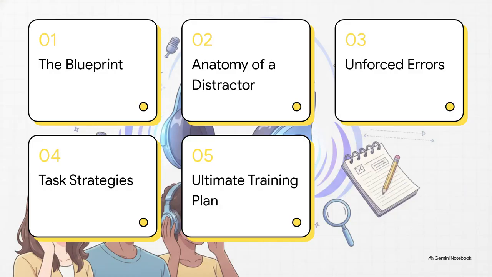Here's the game plan for our masterclass today. We'll be running through 1. The blueprint, 2. Anatomy of a distractor, 3. Unforced errors, 4. Task strategies, and finally, 5. The ultimate training plan. So, let's just get right to it.